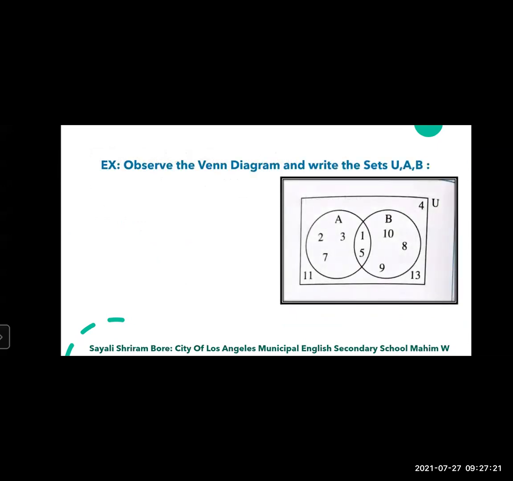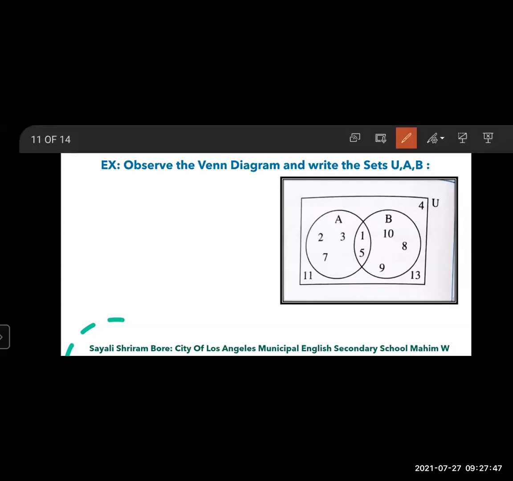Okay. Now we have seen an example where we drew the Venn diagram. Now here the Venn diagram is already given. You have to just write the set. For writing the set, your diagram is given, and by looking at the diagram you have to write the elements. So let us see. Observe the Venn diagram and write the sets. Your Venn diagram is already given and you have to write the set.